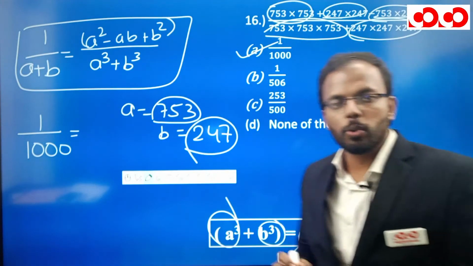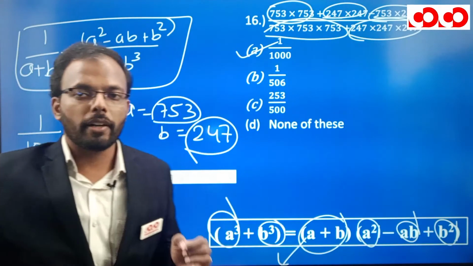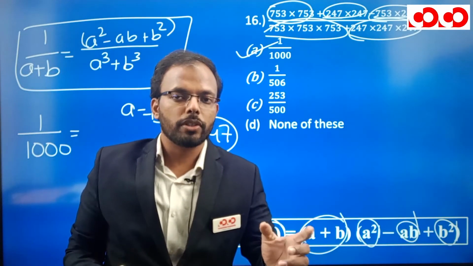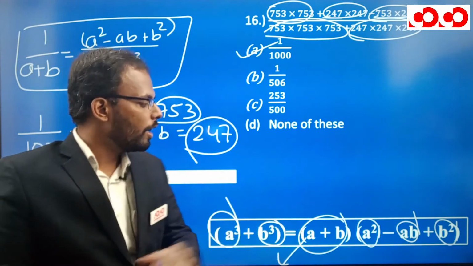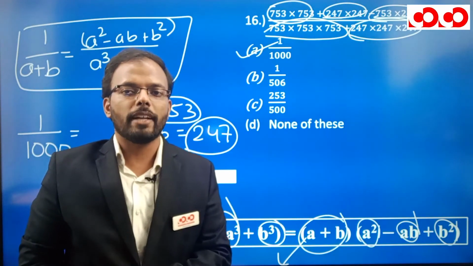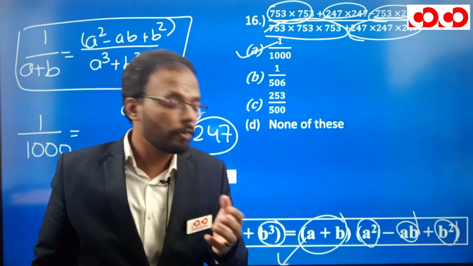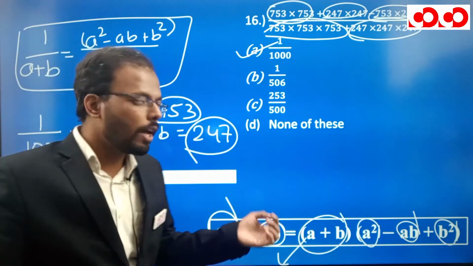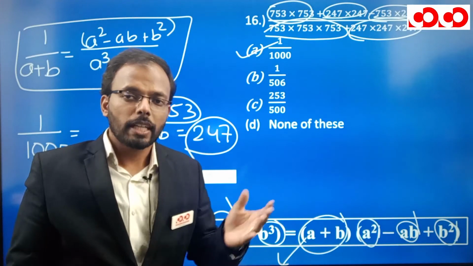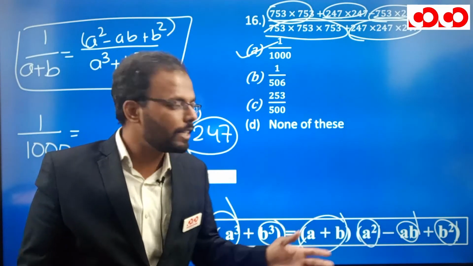Is that very clear to you? Algebraic identities are important as far as your simplification questions are concerned, because any formula can be given to you in the form of numbers and you will have to simplify it. But here if you try to simplify it, it will take a hell of a lot of time, and we can use this formula which is very easy. Let's revise some of the important algebraic identities.